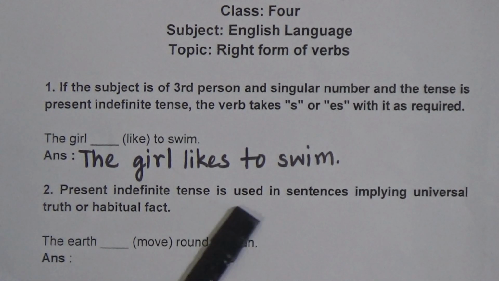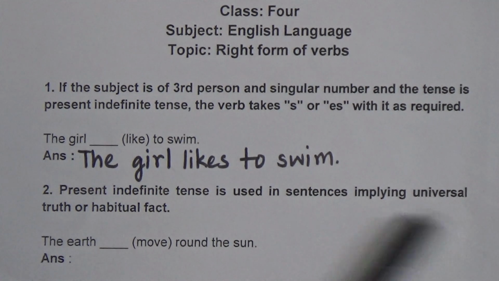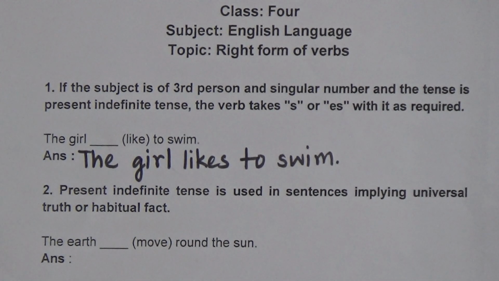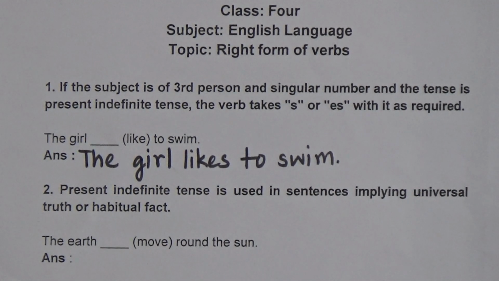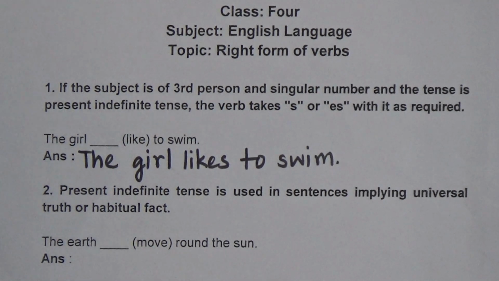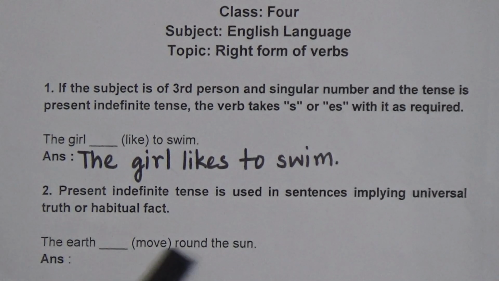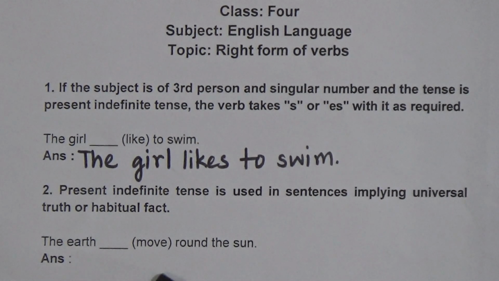Present indefinite tense is used in sentences implying universal truth or habitual fact. So if you imply habitual fact or universal truth, you will use present indefinite tense. Now look at this example. The earth moves round the sun. This is a universal truth. The earth always moves round the sun, right? So we will use present indefinite tense.